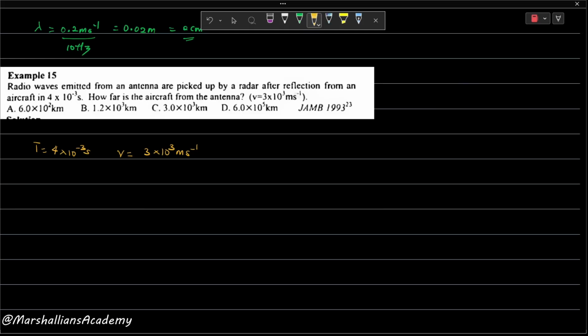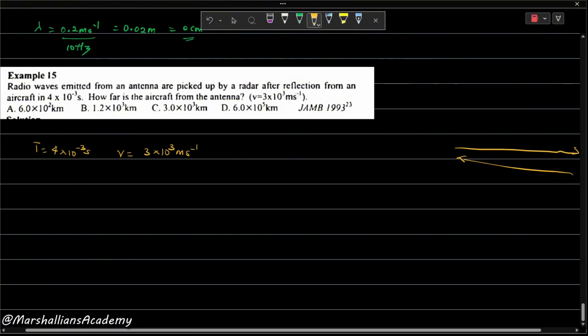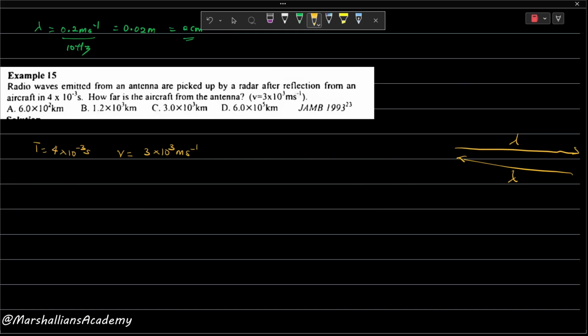This is a very, very easy question. You just have to use the basic relationship that you know. Distance, let me just call it displacement. I know that displacement is equal to velocity times time. Therefore, I could say the distance is equal to 3 times 10 cube times 4 times 10 to the negative 3 seconds. This cancels this. 3 times 4 is 12 meters.